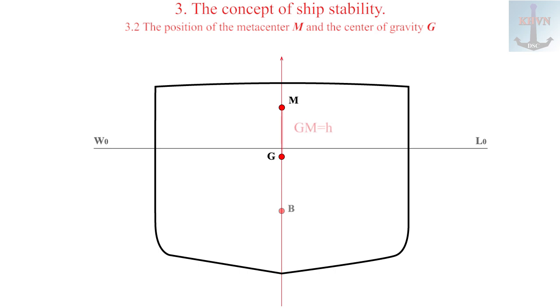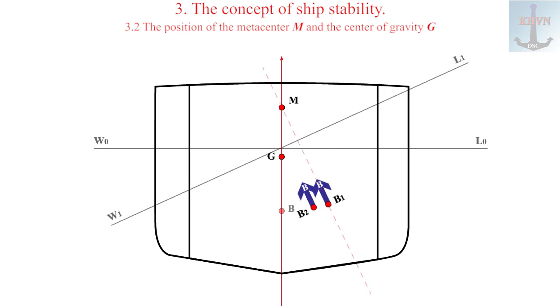3.2 The position of the metacenter M and the center of gravity G. From the geometry of the figure on the screen, it can be seen that the value of the metacentric height depends on the position of the points M and G. So, the position of the metacenter M depends to a greater extent on the shape of the ship's hull. The decisive role is played by the width of the vessel, as well as the height of the side and draft. The figure shows two vessels with different widths, but with the same displacement. One is long and narrow, the other is wide, but short. The list for both is set the same.